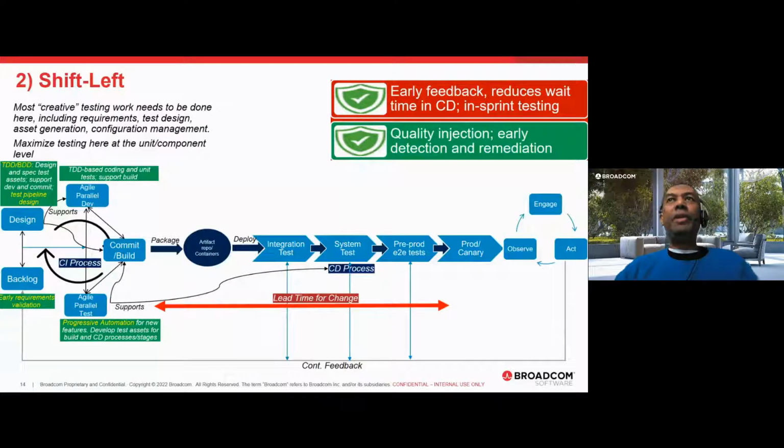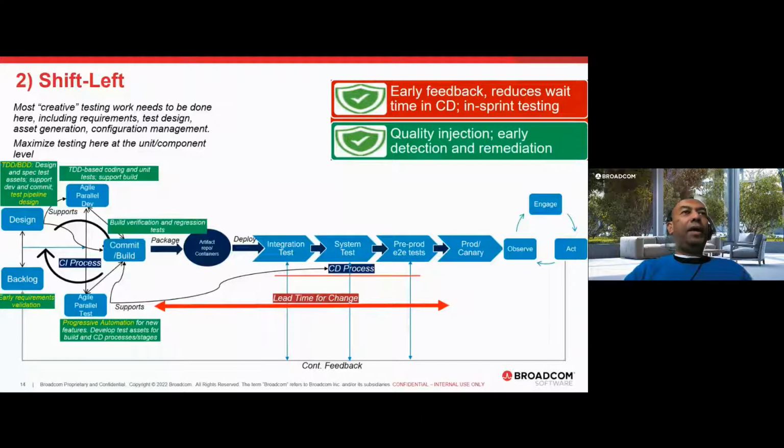And you guys are all familiar with the key shift left practices, things like early requirements validation, doing test-driven development or behavior-driven development. At the same time, we want to make sure that we do the test pipeline design so that we know how to associate all our test assets with the pipeline mechanism, right? We also talked about progressive automation, for example, doing the automation of the new functionality right here so that we're not starved for automated testing in this part of the life cycle.